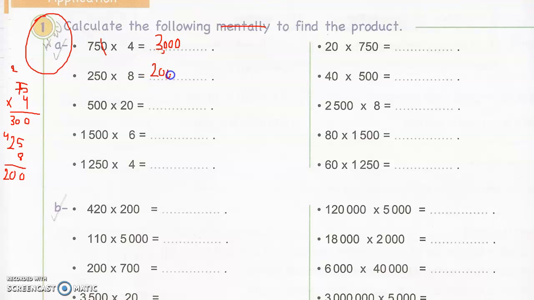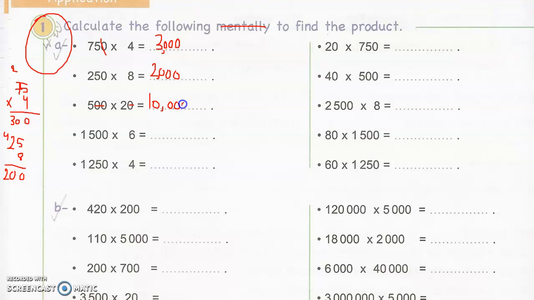200, and we have how many zeros at the end? 1 zero, place it here. So the answer will be 2000. 500 times 20, we can do it mentally. Skip the 0. 5 times 2, how much? It's 10. How many zeros do we have in both? 1, 2, 3. So place 3 zeros.